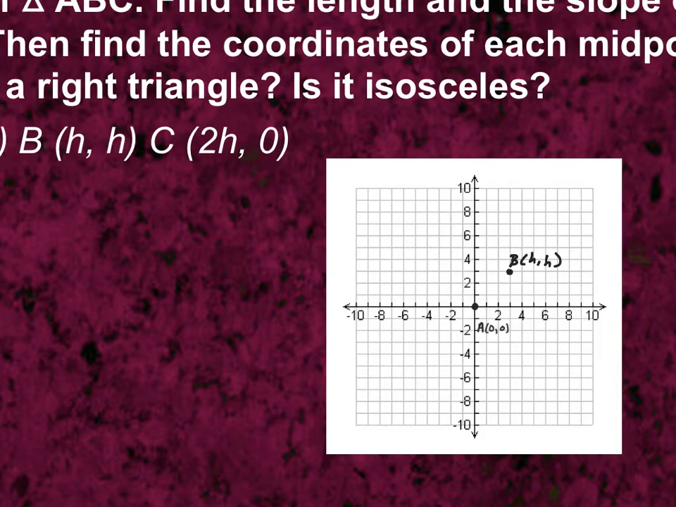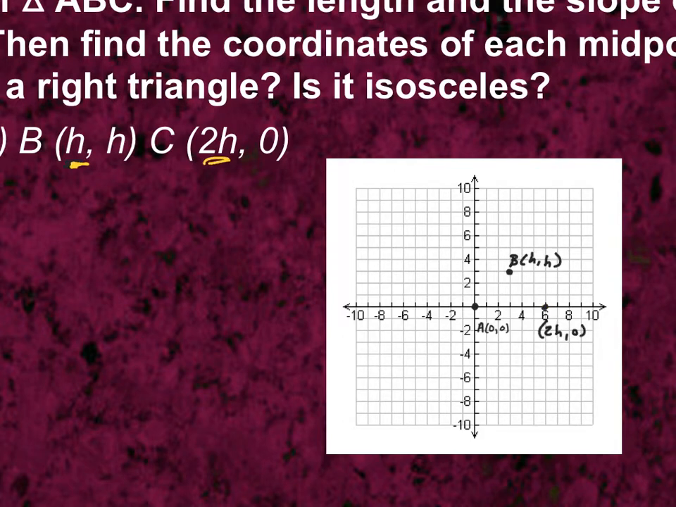Now for C, I need to go 2 times as much to the right. Remember that B was H units to the right, and C is 2 times that amount to the right. So instead of going, now I made that 3 units to the right, and we'll go 6 units to the right. So that's 2H units to the right and 0 units up or down. So we have this coordinate here, which is at 2H, comma 0.